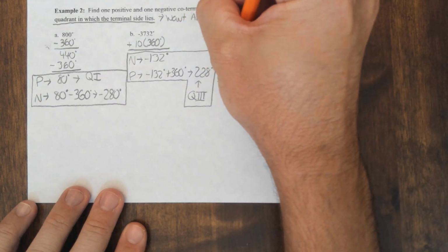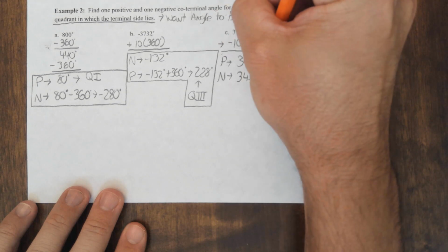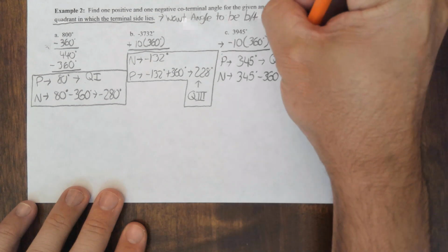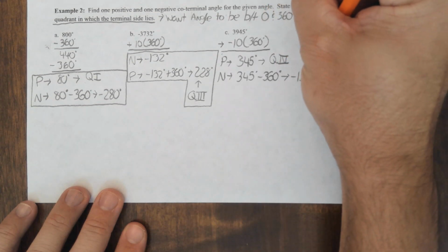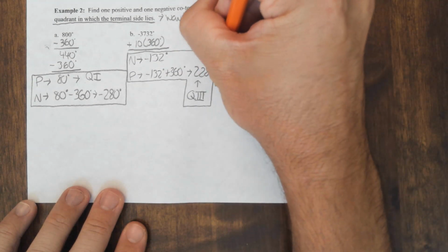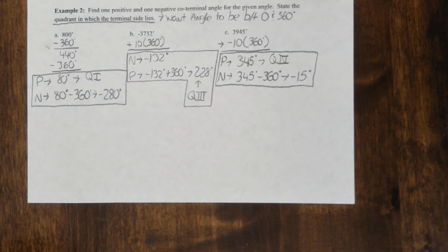To find our negative angle, we take that 345 and subtract 360 one more time, and that gives me negative 15 degrees. And there we go, we're done. So to reiterate, coterminal angles are the same angle, just one revolution apart, either adding 360, which is moving counterclockwise, or subtracting 360, which is moving clockwise.